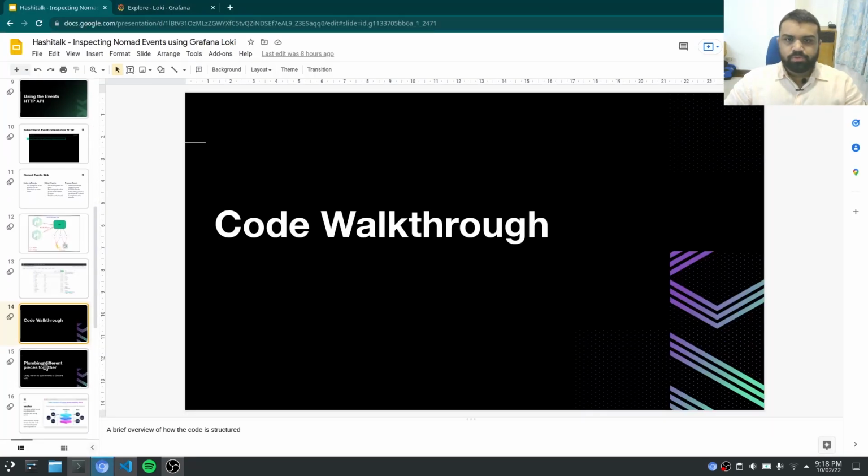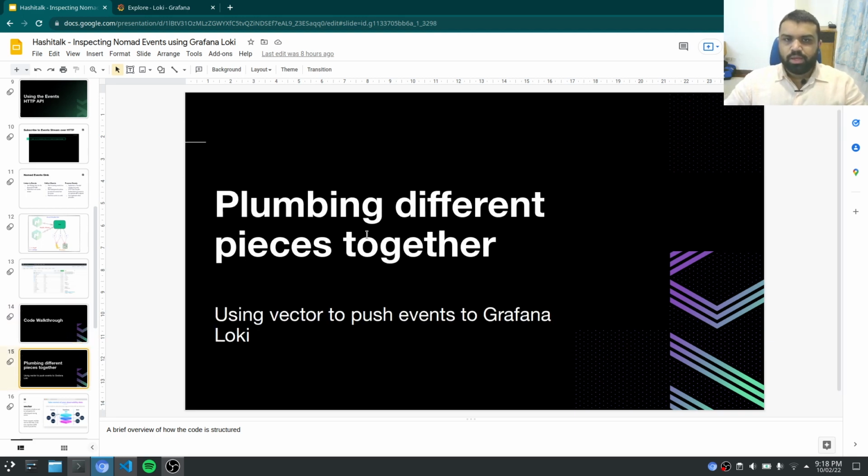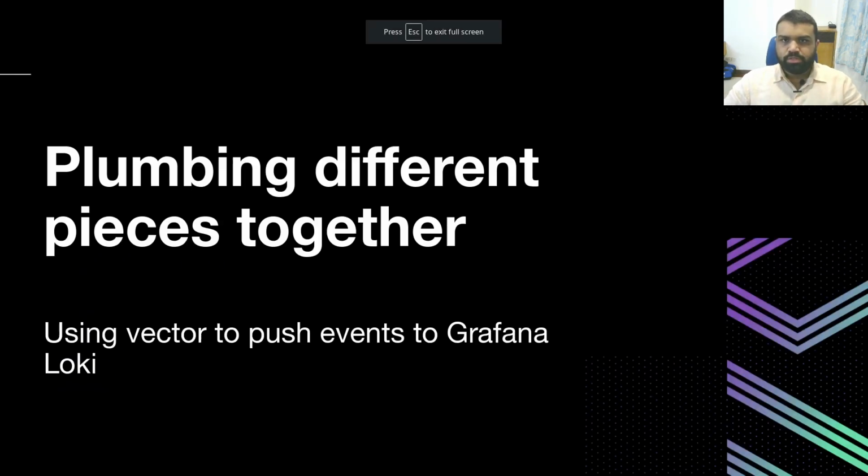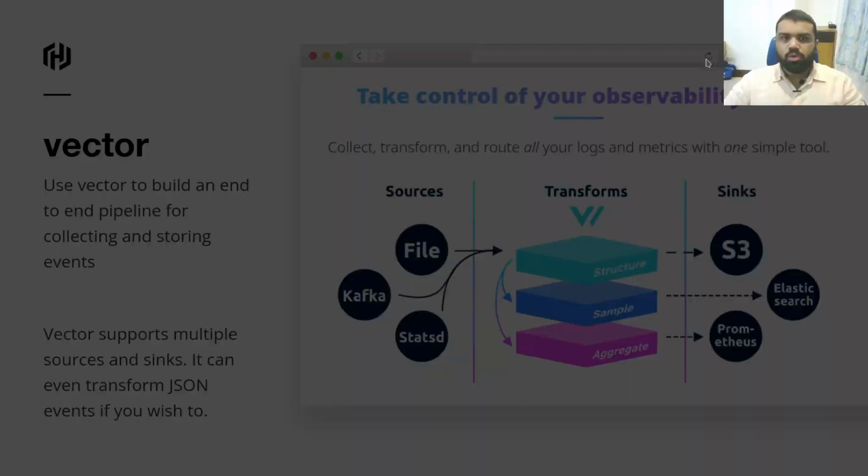So far you have seen the first part of the pipeline where we are collecting those events, and then we are just sending them over HTTP API. Now to plug the other parts of the pipeline, we use this tool called Vector.